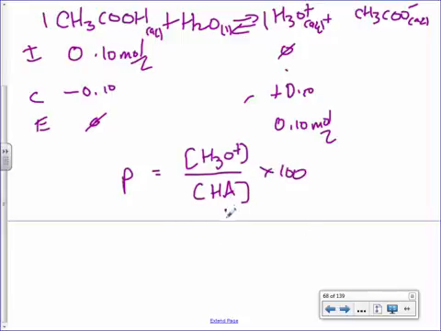I don't think I've talked about this yet. Have I mentioned what HA refers to? HA is just a generic term referring to an acid. The A refers to the fact that it's an acid. The H refers to the fact that most acids have hydrogen in them. That makes sense? I can give you a better definition later, but at least for right now, this just refers to whatever acid you're talking about, whatever acid we work with.